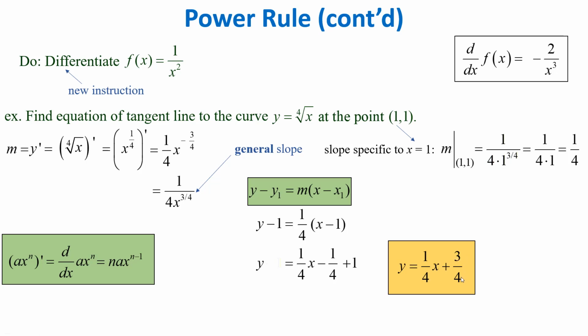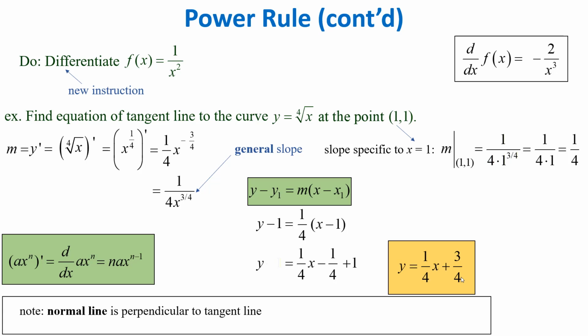And this is just an aside. A normal line is just perpendicular to a tangent line. And to find the normal line, you're going to take the negative reciprocal of the slope, just basically the definition of perpendicular. And therefore, and don't worry about changing the intercept, the normal line here to this tangent line would just be y is equal to -4x plus 3/4.